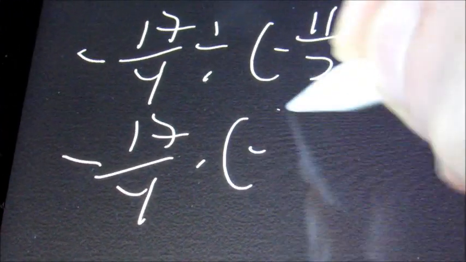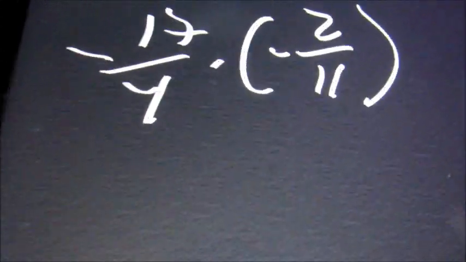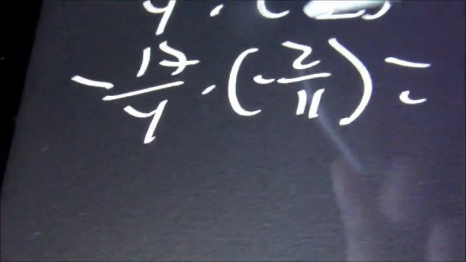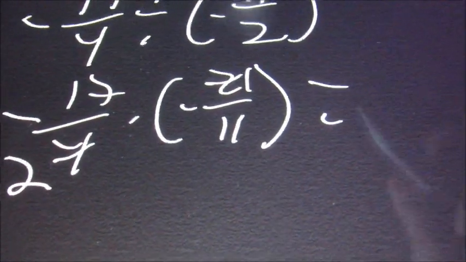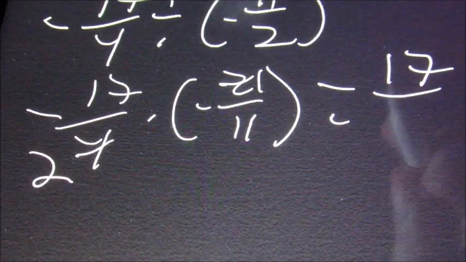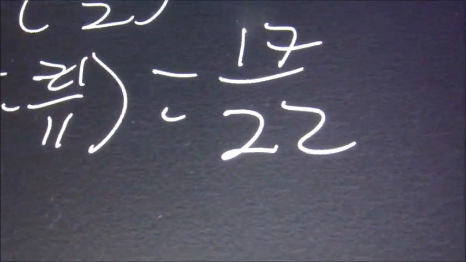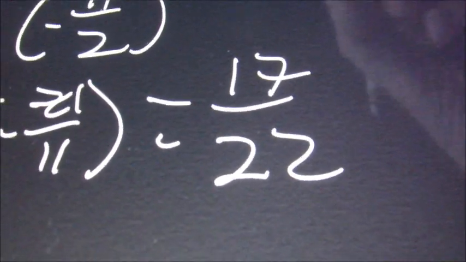Now we need to flip the second one. So we have negative 17 over 4 times negative 2 over 11. When we simplify, this becomes a 1, this becomes a 2. Negative times negative is positive, so we have 17 times 1 is 17 over 2 times 11 is 22, and it's already a proper fraction, so we don't need to do anything.